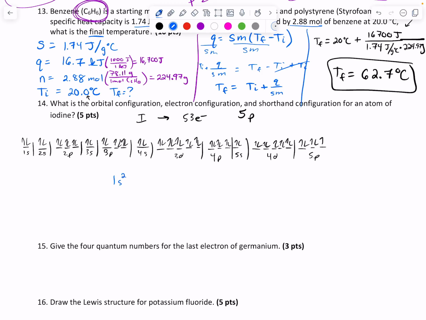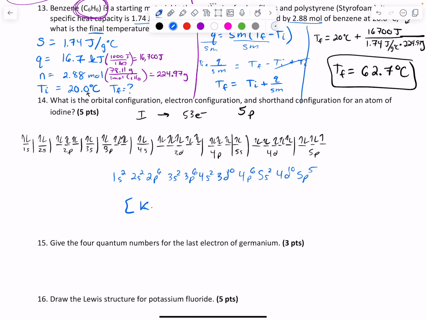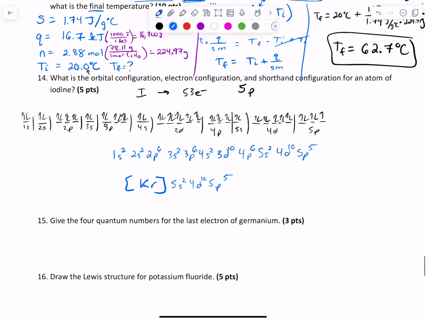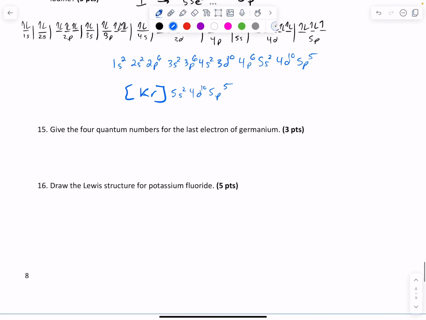So remember, this is just an active copying. 2p6, 3s2, 3p6, 4s2, 3d10, 4p6, 5s2, 4d10, 5p5. Boom. And you're done. Then I go look at my periodic table. The first noble gas before iodine is krypton. So that would be Kr, 5s2, 4d10, 5p5. Okay. Fantastic. And now we're going on to my quantum numbers.